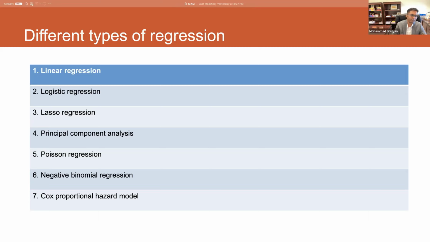However, I'm not going in depth on those things, but I just want to give you some idea that these are the common terms you'll see and what they even mean. Number 4 is principal component analysis, another term is called PCA. This is also a dimension reduction method.